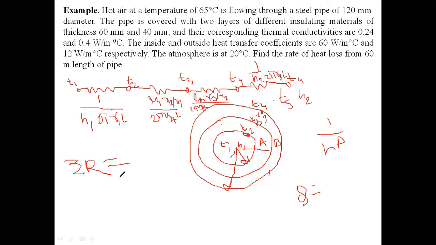So you find the total summation of R, and for Q, each time for this surface, Q equals T1 minus T2 by this resistance. For this, Q equals T2 minus T3 by this resistance, for this T3 minus T4 by this resistance, and for this T4 minus T5 by this resistance. And Q equals T1 minus T5 divided by the summation of resistance. Already we know this. Now from this you find the Q and also the intermediate temperatures, T2, T3, T4. Clear? All of you clear the problem?